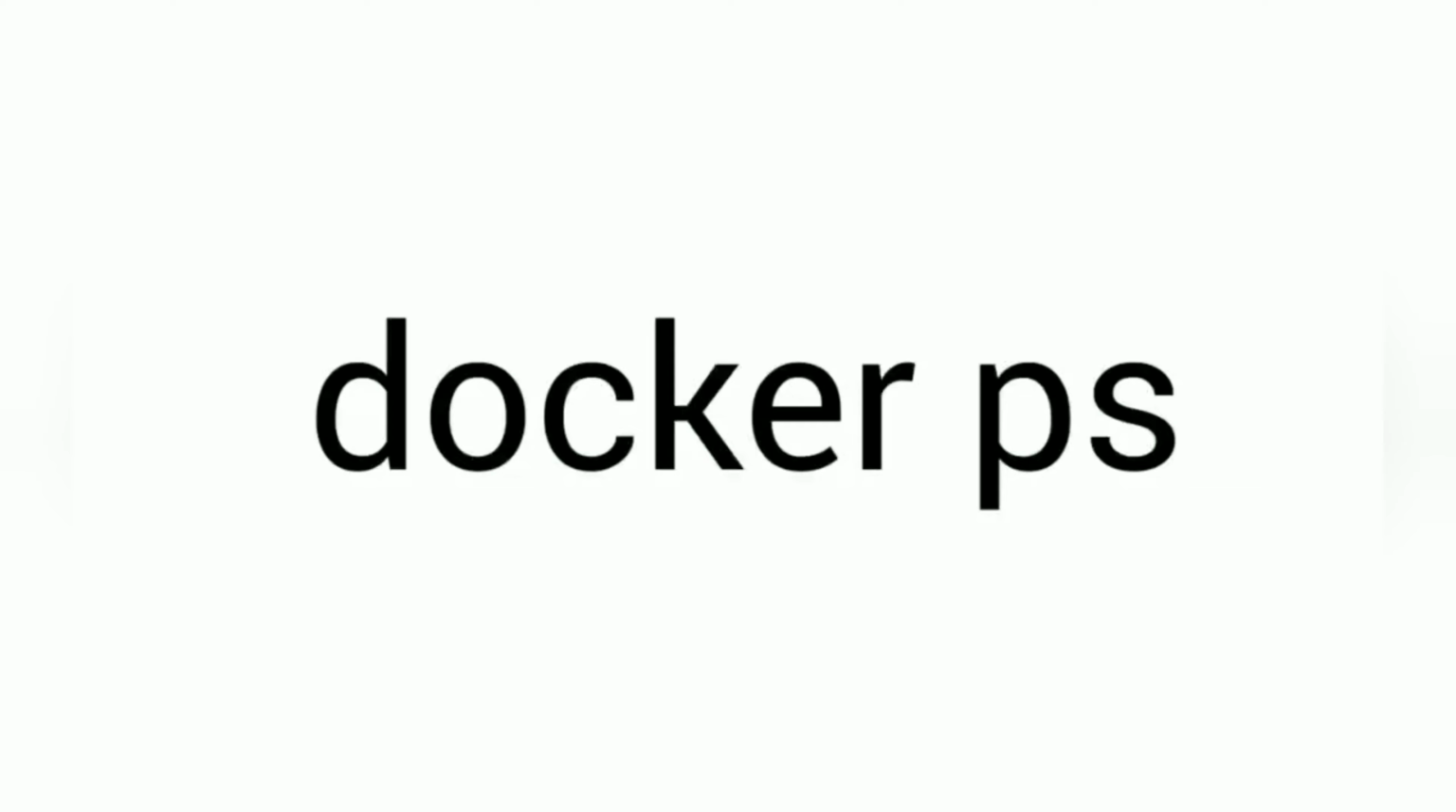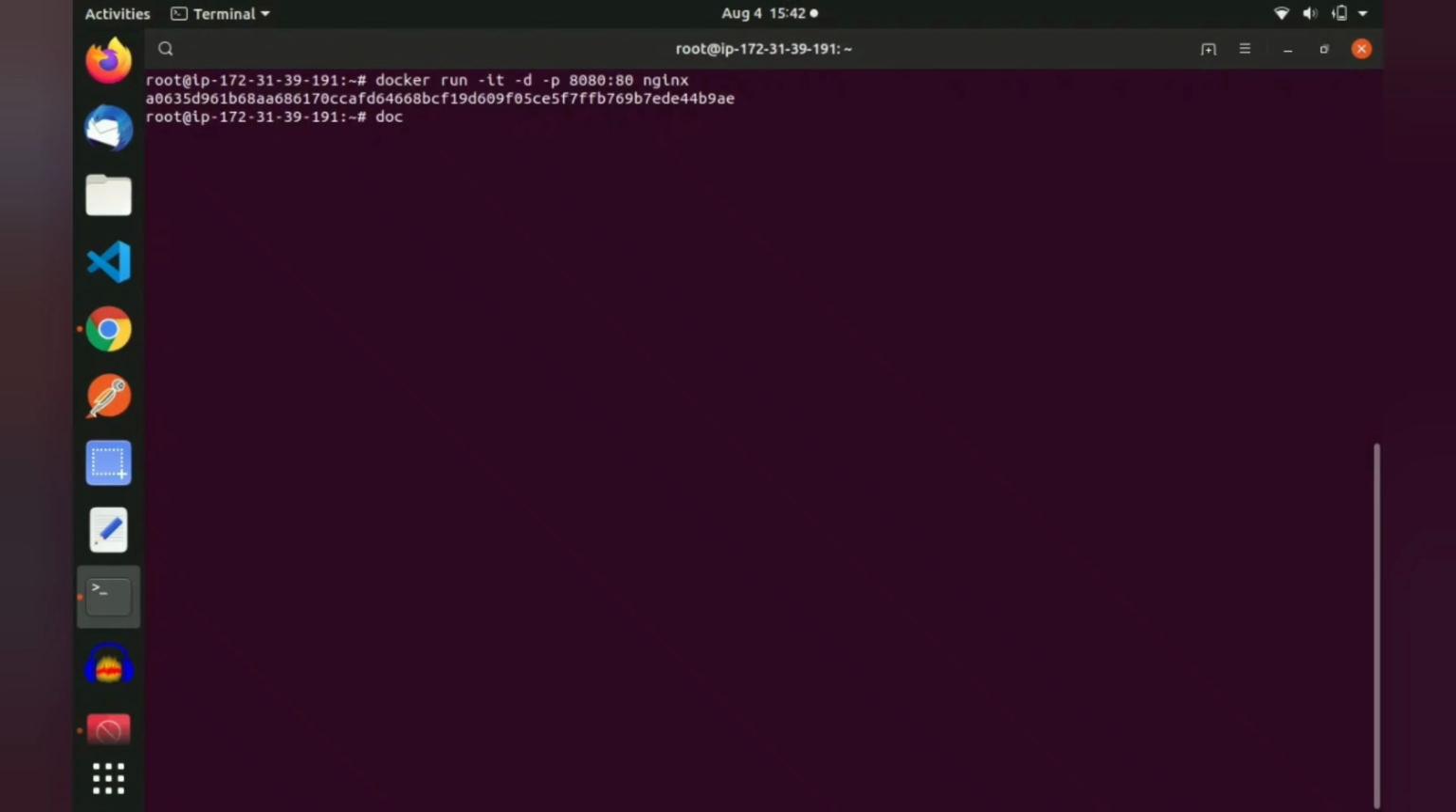docker ps. This command is used to list the running containers. And usage, docker ps -a. This command is used to show all the running and exited containers.